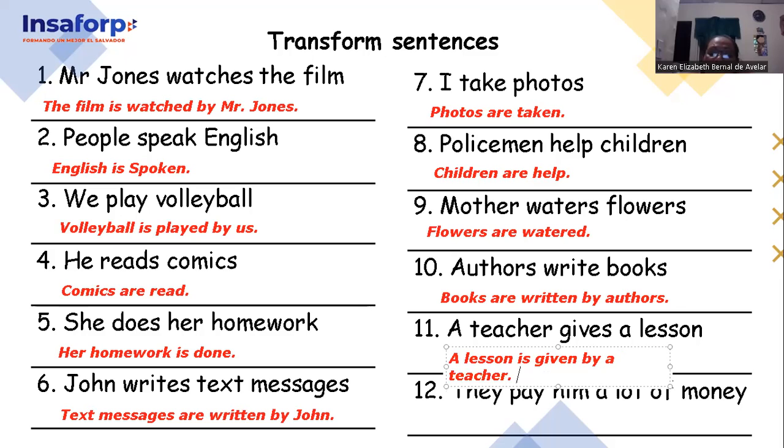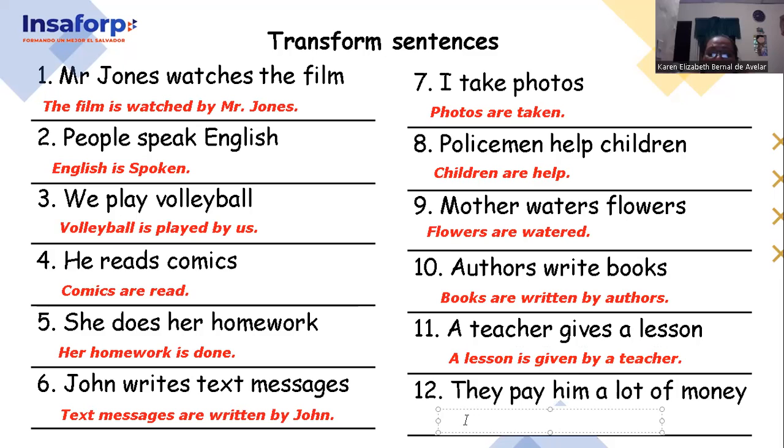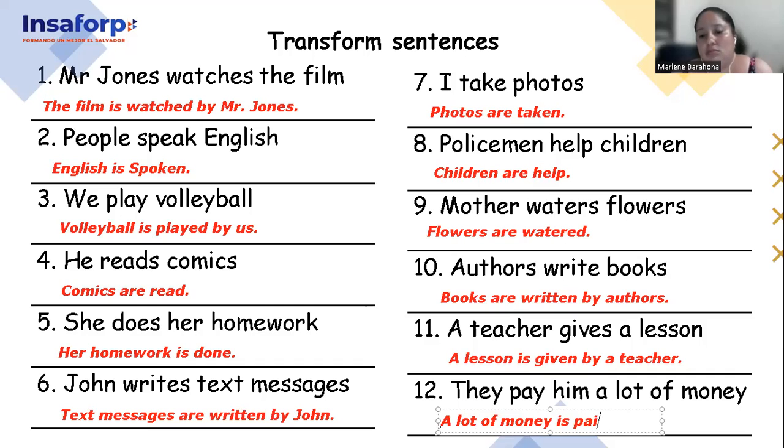And the last one, they pay him a lot of money. A lot of money is... Remember, we're using simple present. A lot of money is paid.